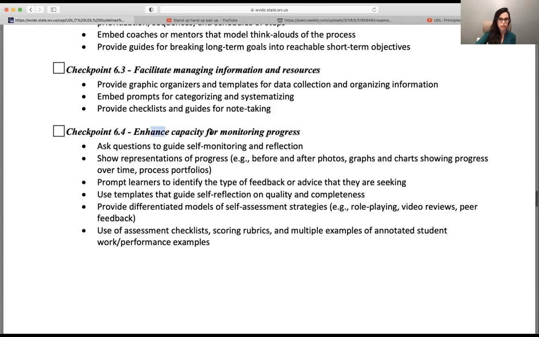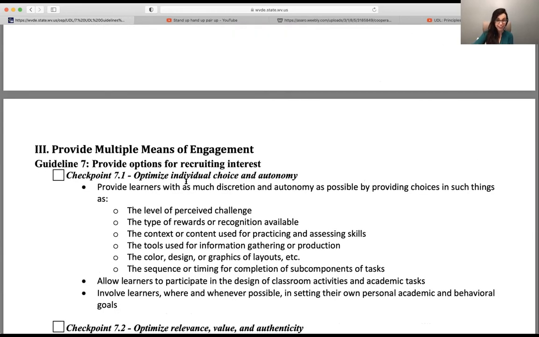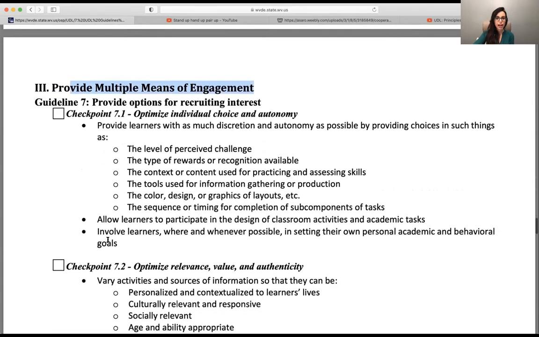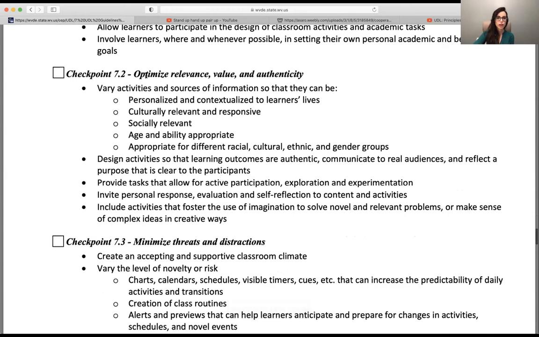Let's see, capacity for monitoring progress. Self-monitoring is a very well-known strategy for effective teaching. So this gives you some steps on that. And then finally, this document is extensive, but it's very, very helpful. Multiple means of engagement. How do you engage your students? My favorite, individual choice and autonomy. And let's see, optimize relevance, value, and authenticity. You want it to relate to them and be something that they're interested in.